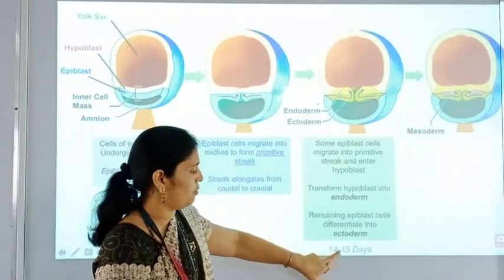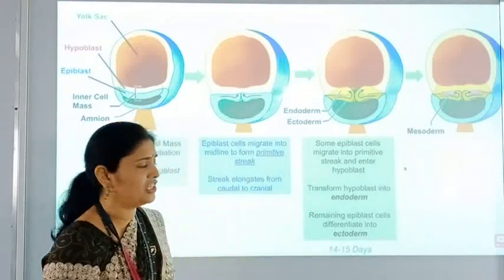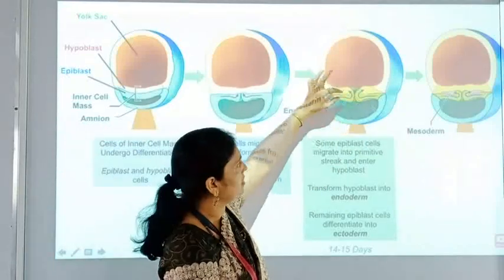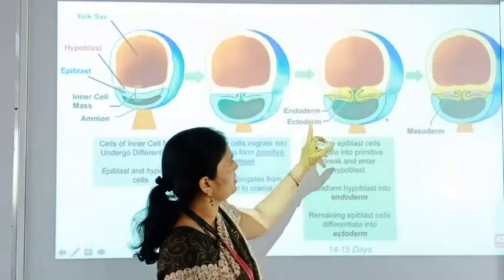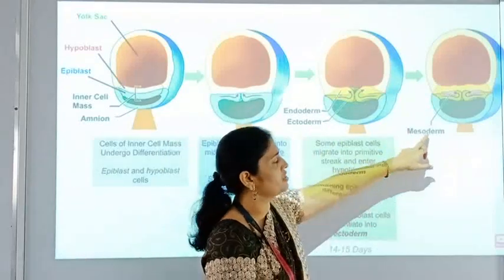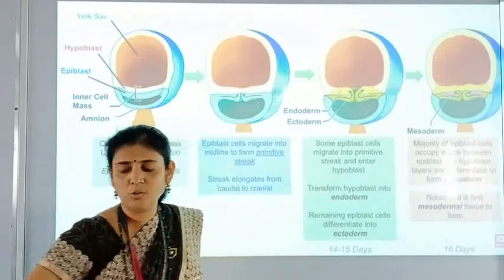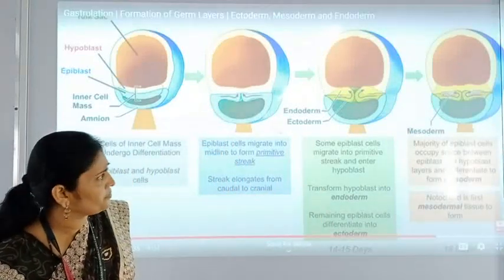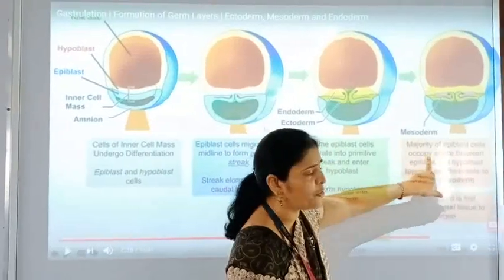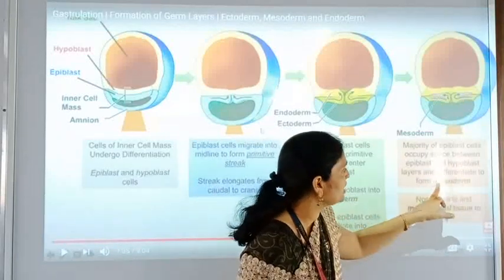This structure is observed about 14 to 15 days after fertilization, and due to this primitive streak formation, the three layers are formed, that is ectoderm, endoderm, and later on there is formation of the mesoderm. So all these processes are involved. So here we can observe that the majority of the epiblast cells occupy the space between the epiblast and hypoblast layers and differentiate into the mesoderm.